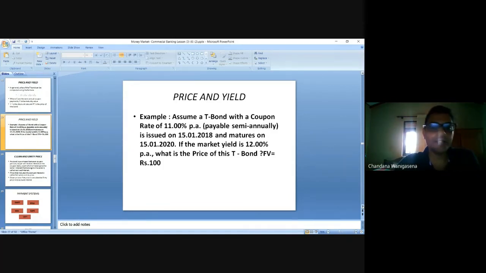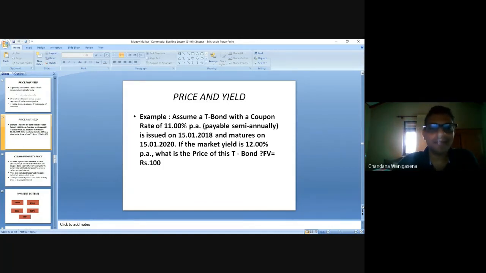So how do you calculate the present value of the 6 month cash flow of 5.5? What is the discounting rate? The discounting rate is the market yield. If the market yield is 12%, we get the discounting factor as 12%, right? Since we get the coupon every 6 months, 12% is the per annum rate, so for every 6 months we take 6%, right? So let's do the calculation.